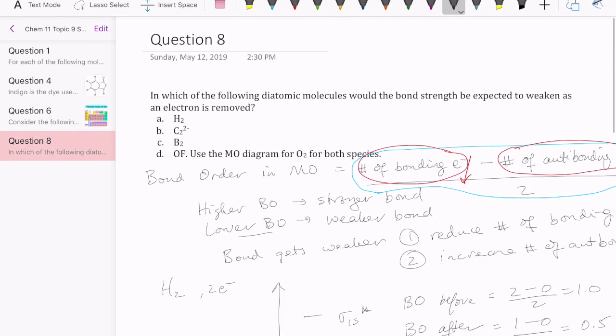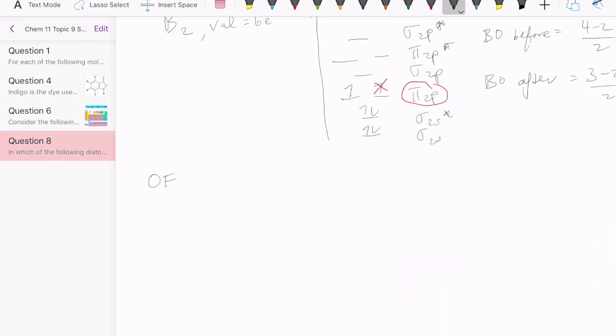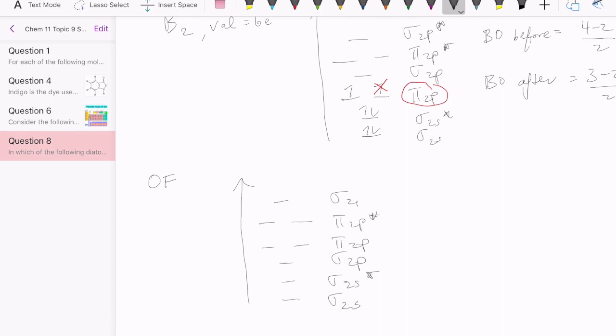Let's take a look at the last molecule, which is OF, and it tells us to use the O2 energy diagram. So that's what we're going to go with. The O2 energy diagram looks like this. Sigma first, and then pi and sigma: sigma 2s star, sigma 2p, pi 2p, pi 2p star, sigma 2p star. The valence electrons are 6 plus 7, which is 13 electrons. So let's place the electrons here: 6, that's 10, 11, 12, 13.